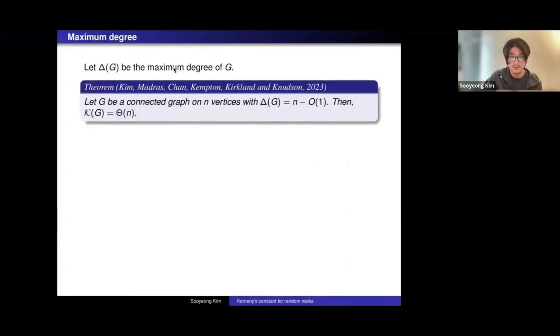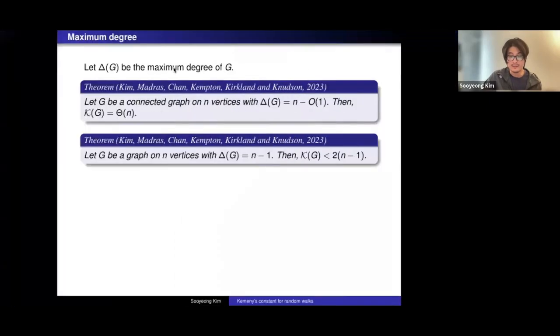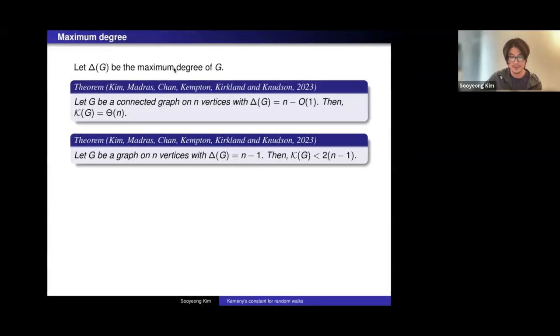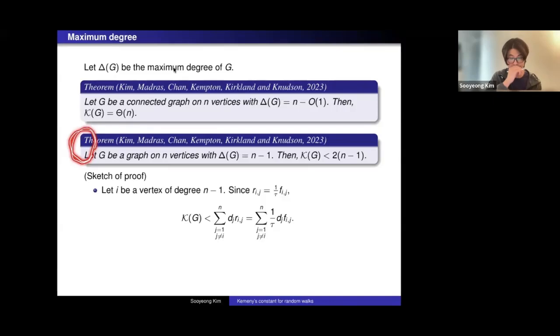Indeed, it works. If we have a connected graph G whose maximum degree is n minus big O of 1, then Kemeny's constant is big theta of n. And a more concrete result: when we have a graph with maximum degree n minus 1, then Kemeny's constant is bounded above by 2 times n minus 1. I'm going to show you a sketch of the proof for this theorem. Using a similar idea we can prove the other result, but that requires more things, so that's why I chose to show a proof of this.